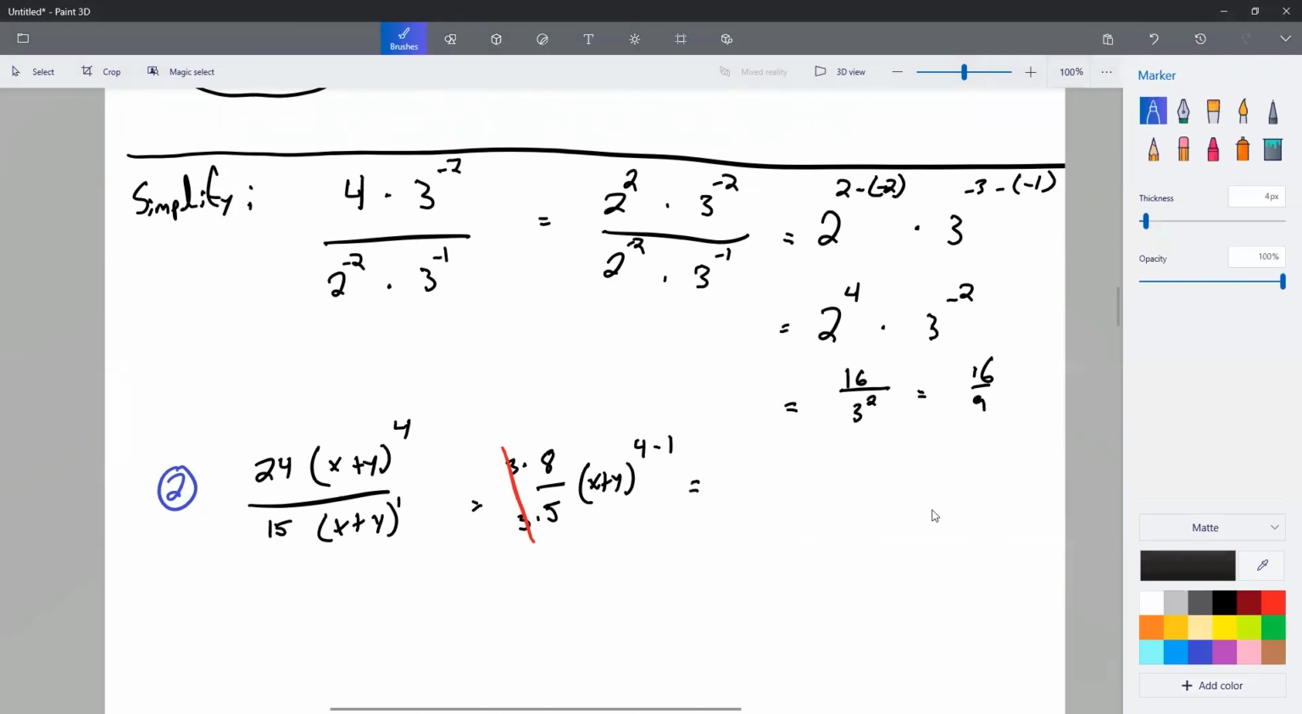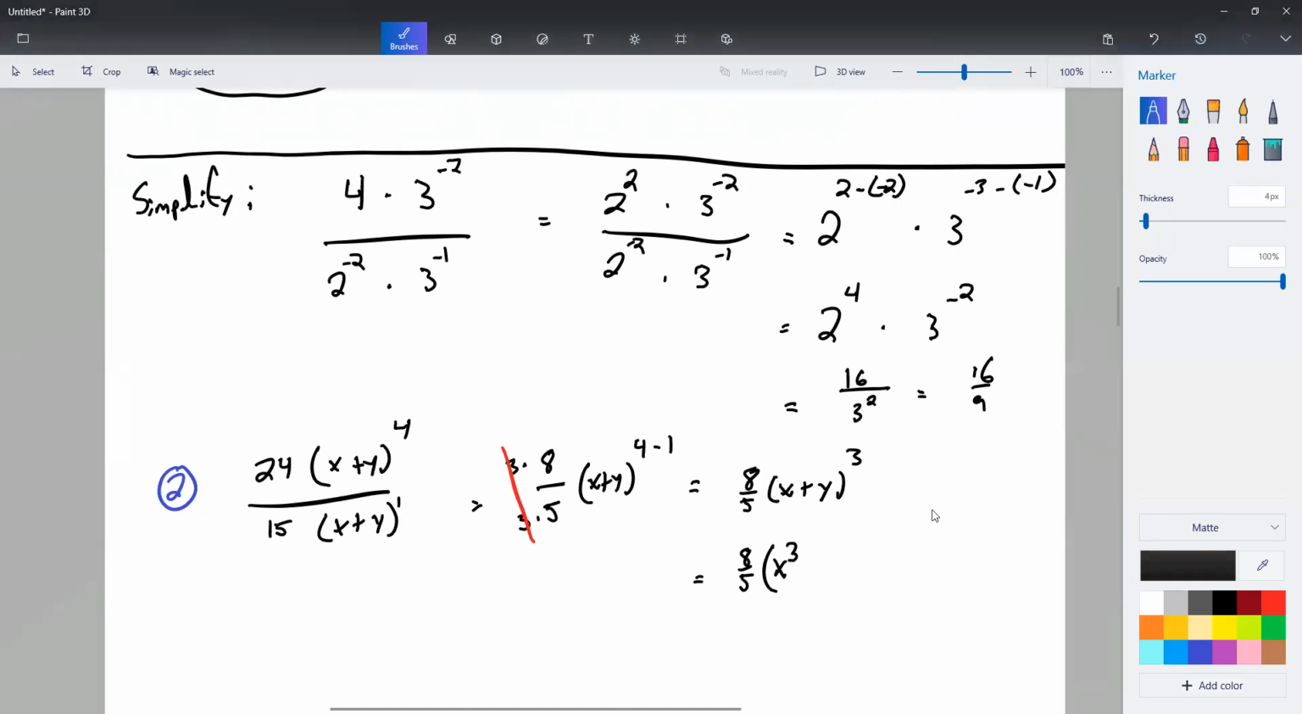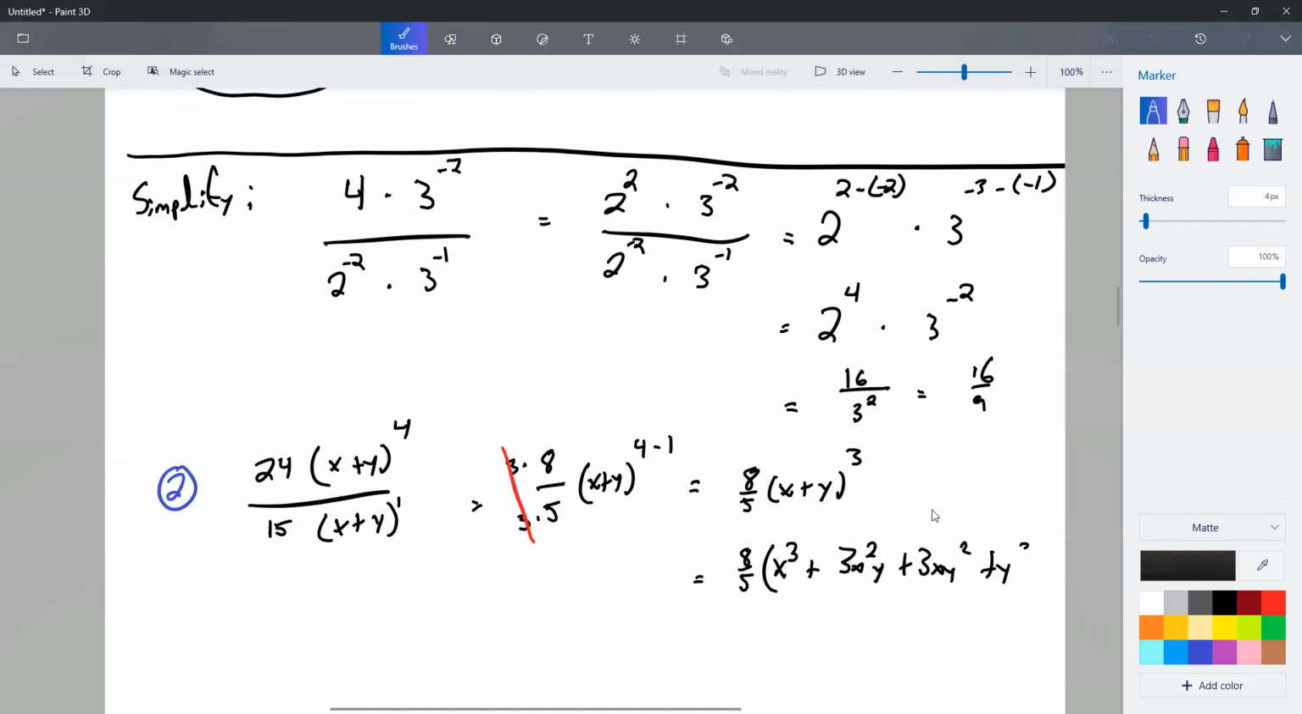And basically what we're going to end up with is 8/5 x plus y to the 3rd. Now, we can be done here. Actually, I believe this is your full, complete, done answer. But hypothetically, you will be asked to FOIL this out. I'm going to explain that process here, but if you're just curious what the answer is, this will end up being x cubed plus 3x squared y plus 3xy squared plus y cubed. So if you need to simplify, I know that's what the answer is going to be.